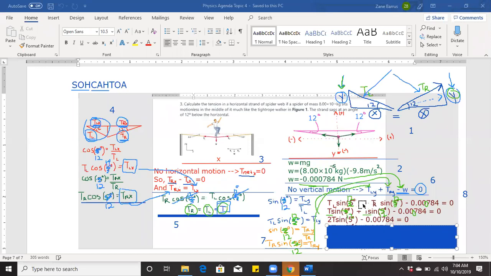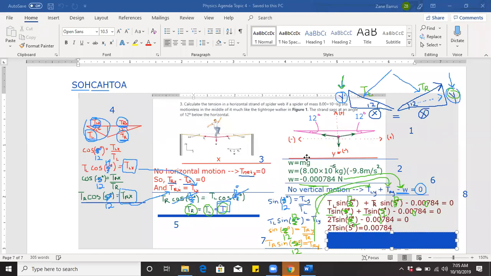Because I've got two of these terms that are t sine of 12, I can just combine them and put a 2 in front as a coefficient. Once again, it should be 12. Okay, so 2 sine of 12 degrees minus 0.000784, which is his weight, should give us 0. And now we just got to get t by itself. So first thing you got to do is plus that 0.000784 over the other side.